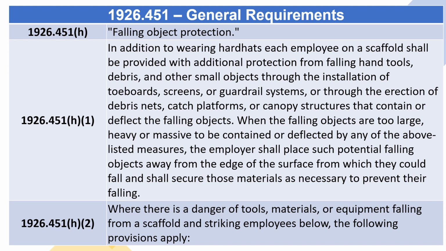When the falling objects are too large, heavy, or massive to be contained or deflected by any of the above listed measures, the employer shall place such potential falling objects away from the edge of the surface from which they could fall and shall secure those materials as necessary to prevent their falling. 1926.451(h)(2) Where there is a danger of tools, materials, or equipment falling from a scaffold and striking employees below, the following provisions apply.